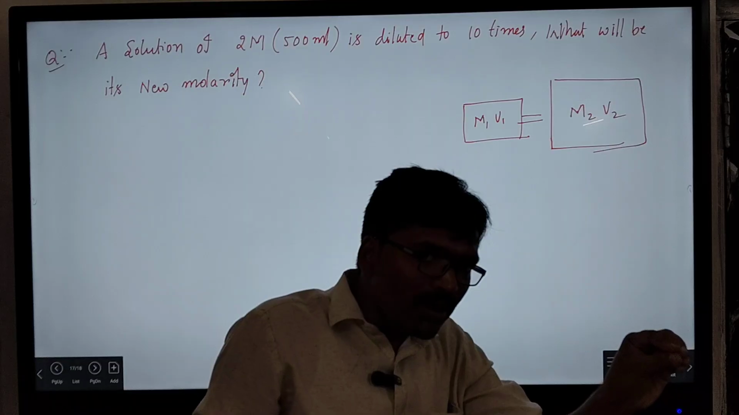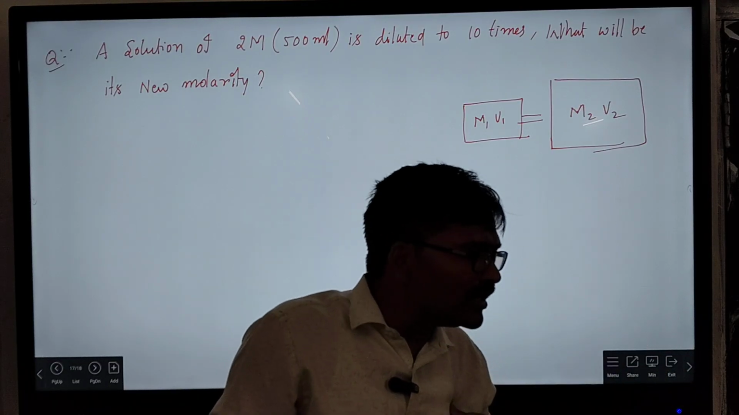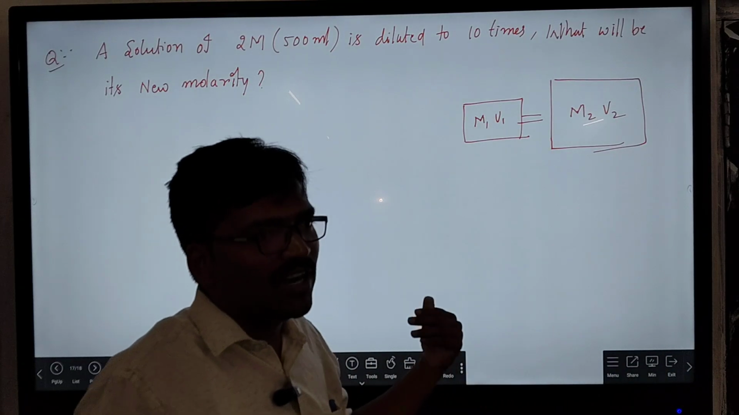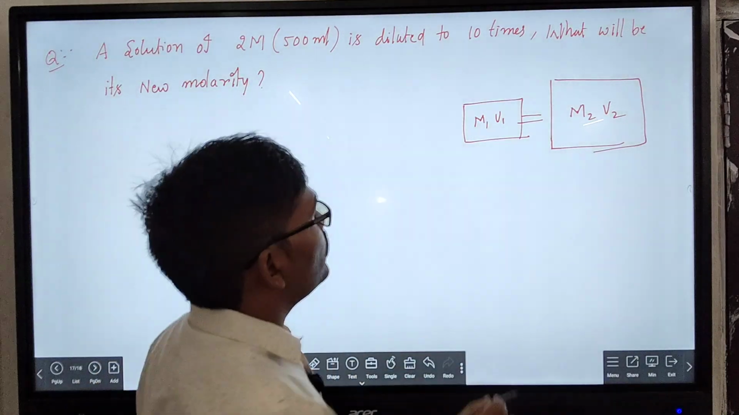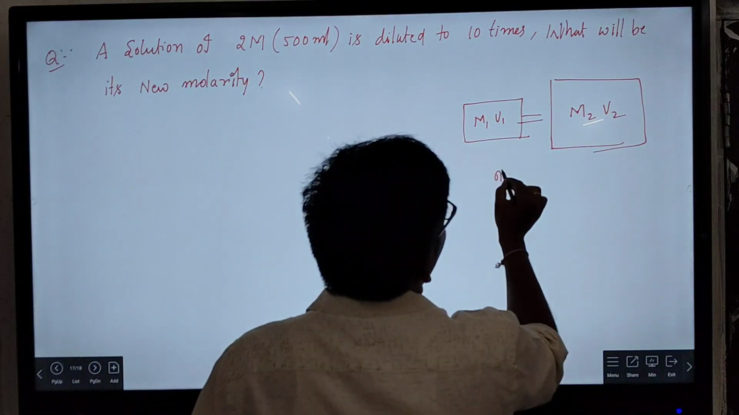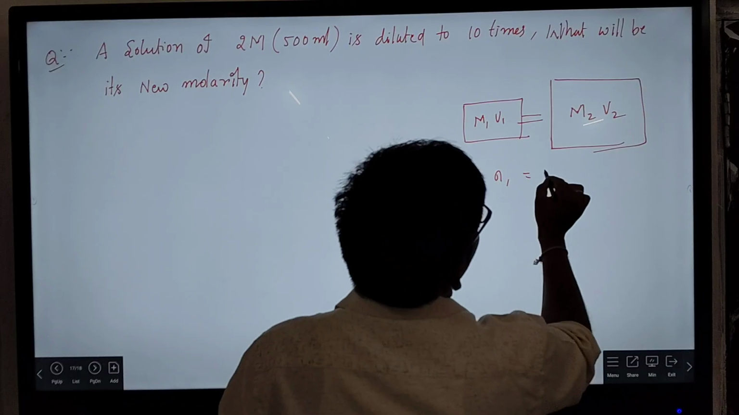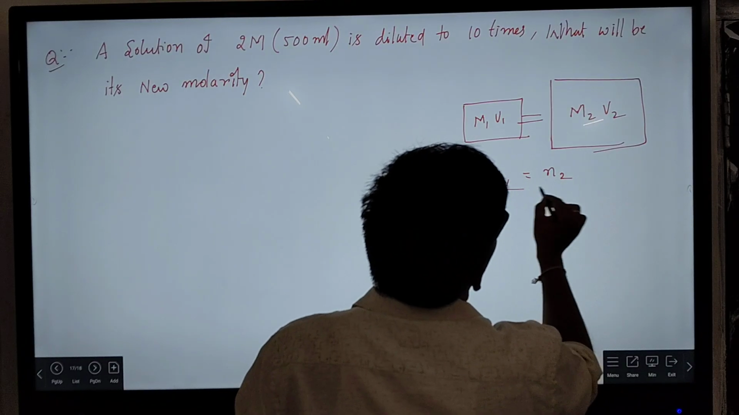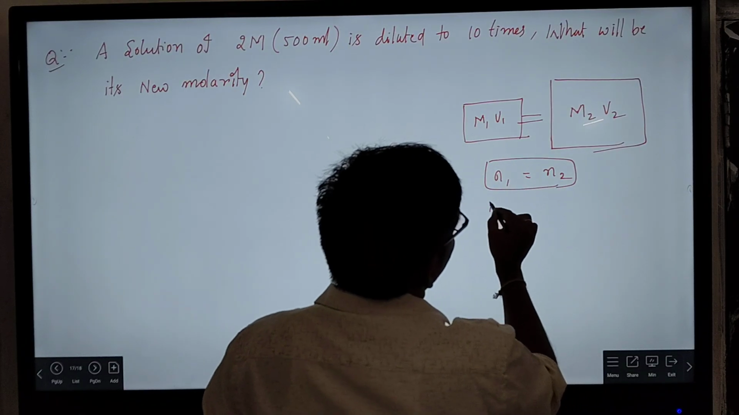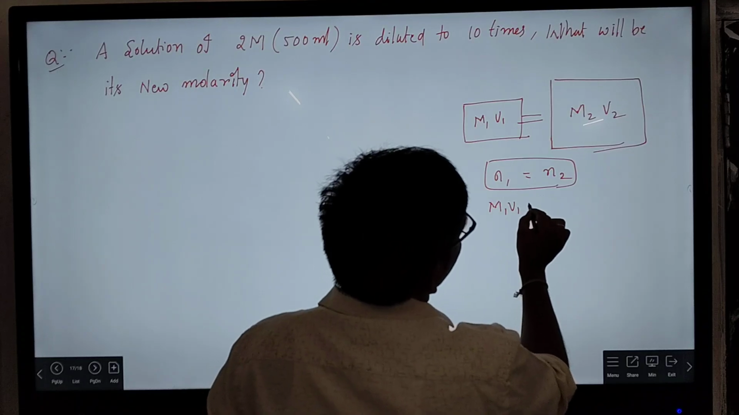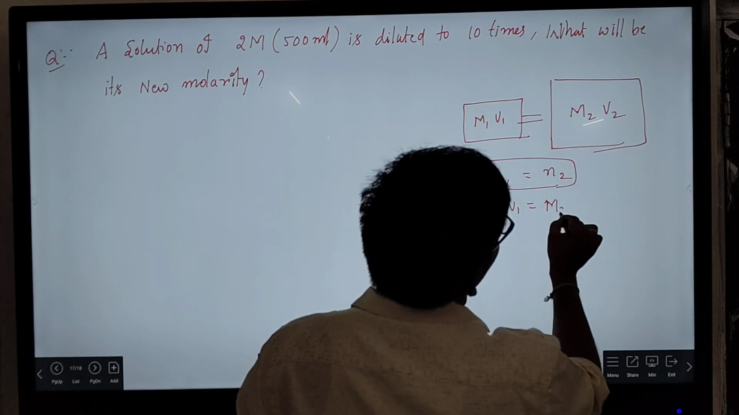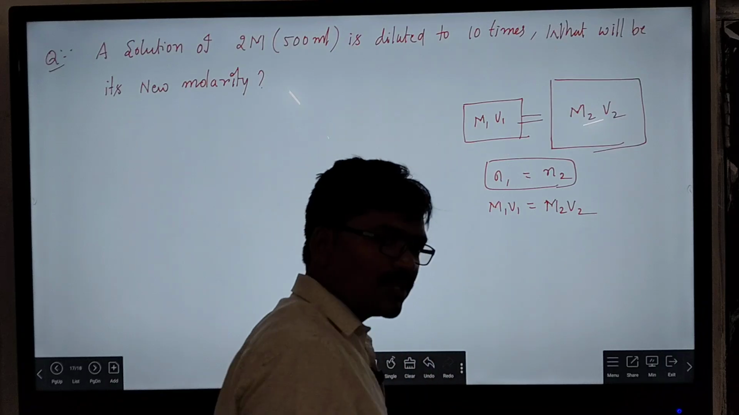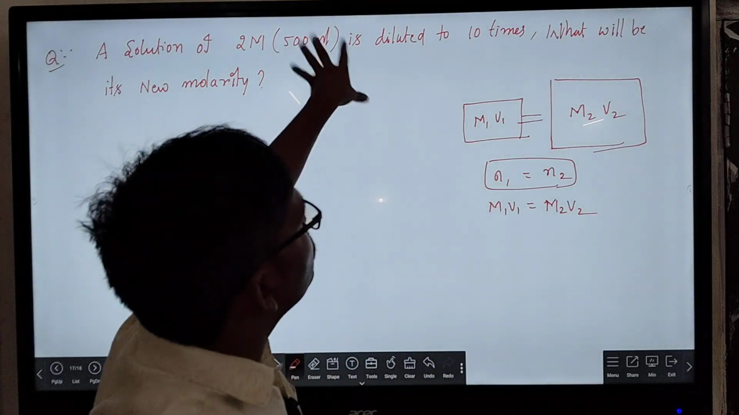Solute, how many particles are there? The same number of particles are there. How many moles are there? At the starting, the same number of moles are there. So the number of moles of this compound equals the number of moles of this compound, both are equal. Nothing but M1 V1 equals M2 V2. Understand all of you? This formula you have to use for this.